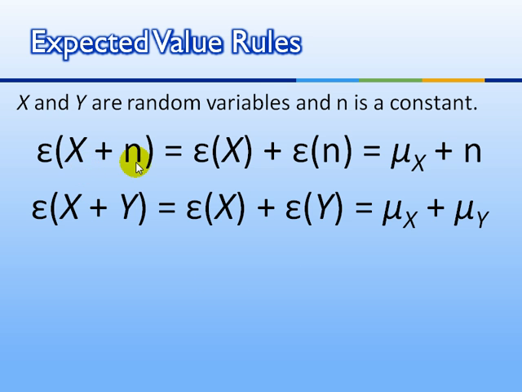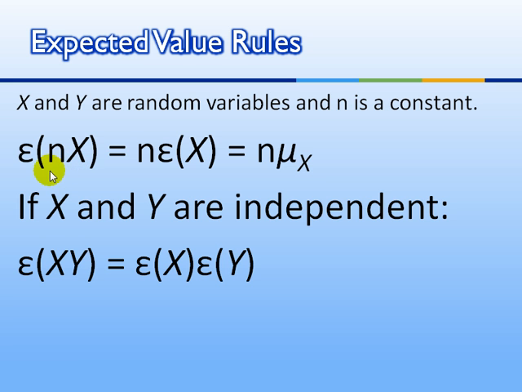Now, when we add something together in the expected value function, we can separate them out like so. So the expected value of x plus a constant n equals the expected value of x plus the expected value of the constant, which simplifies to the mean of x plus n. When we add two variables together, it works the same way. The expected value of x plus y equals the expected value of x plus the expected value of y, which turns out to be the mean of x plus the mean of y. When we multiply a variable x times a constant n, the expected value of this expression is the constant n times the expected value of x, or n times the mean of x. So in a sense, we're just factoring out this constant and putting it out here.